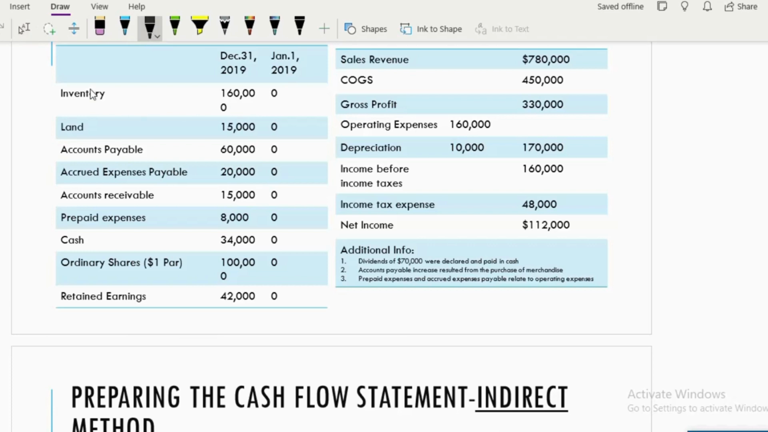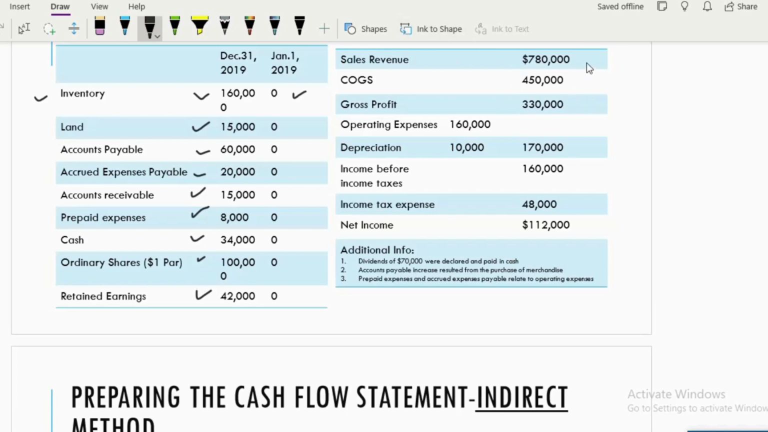Then if you see the first asset which they have mentioned, that's inventory. This is selected data, I must say, it's not the detailed data. So they have inventory, opening balance of course it's 0, and at the end of the year they have inventory of 160,000, they have land of 15,000. Then the liability, accounts payable of 60,000, accrued expenses of 20,000, accounts receivable of 15,000, prepaid expenses of 8,000, cash 34,000, shares 100,000, and the retained earnings 42,000.